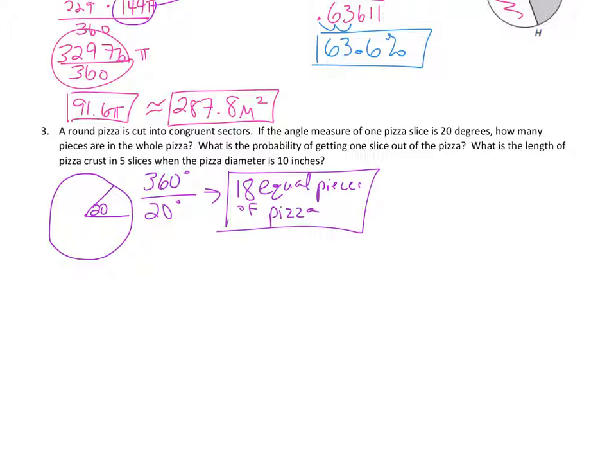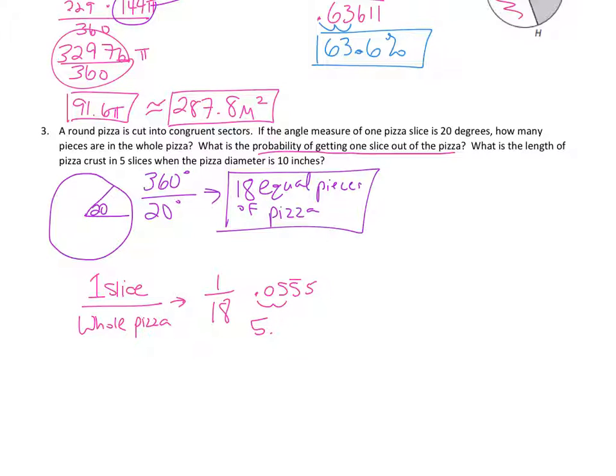Next, for the probability of getting one slice out of our pizza, we need to figure out what is the chance of getting that one slice out of the whole pizza. So one slice of pizza will be just one, and there are 18 slices out of the pizza, so if we divide 1 out of 18, we get 0.055 repeating. So if we move the decimal over 2 places, we get 5.56, or 5.6% is our probability of getting one piece.